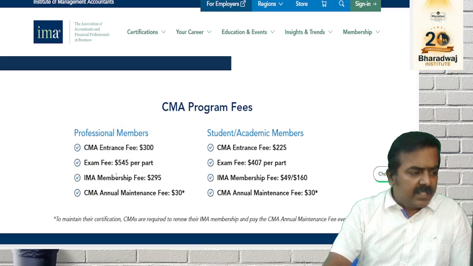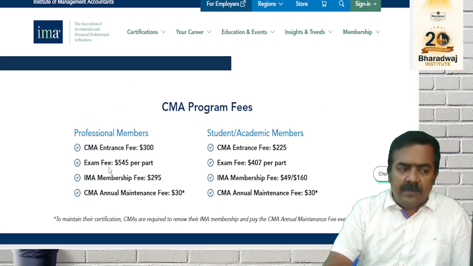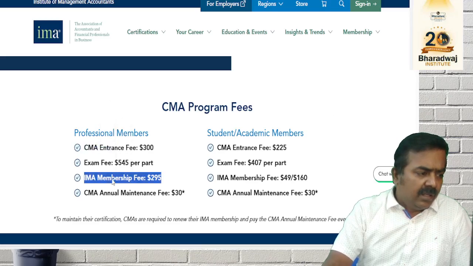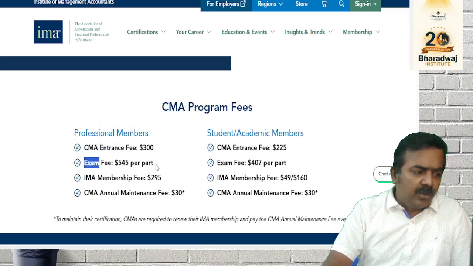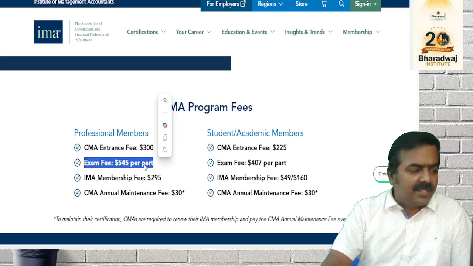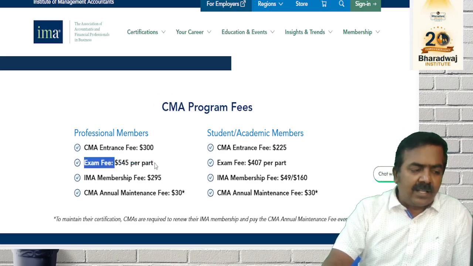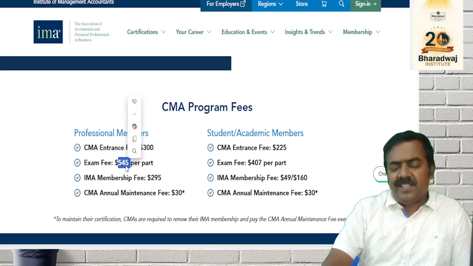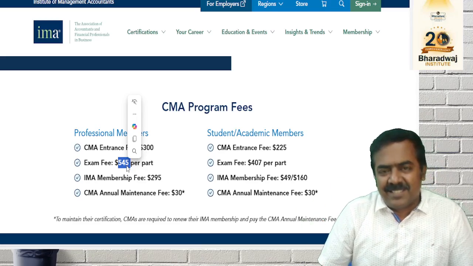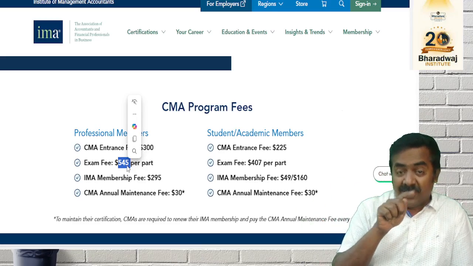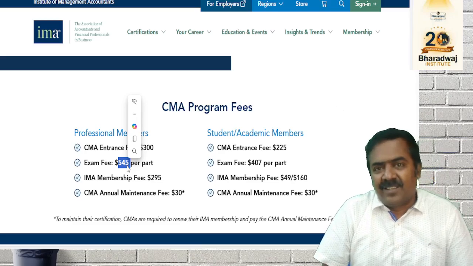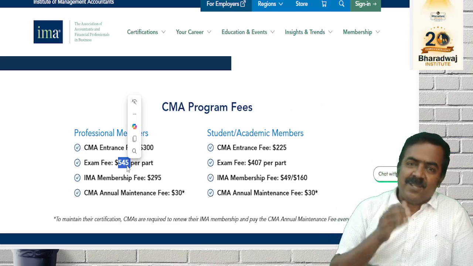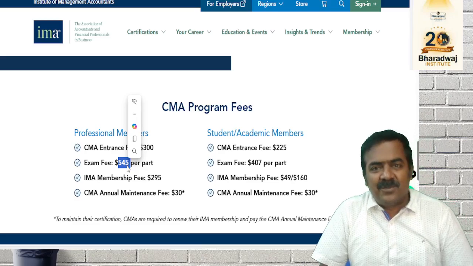The entrance fees and IMA membership fees are a one-time fee. But exam fees you have to pay whenever you take up exams. Of course, if you don't make it in one attempt, the cost will be $545 plus GST. You add it, it will come to some $600. Exam fees alone, into 90 rupees. The cost of not passing will be 54,000, which will be bigger than your coaching fees.